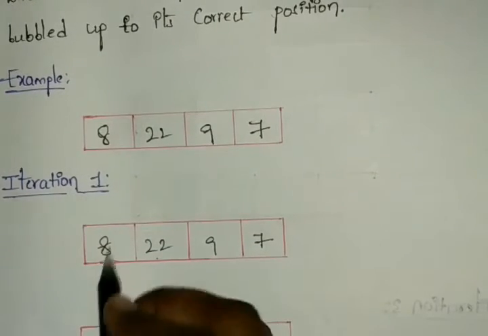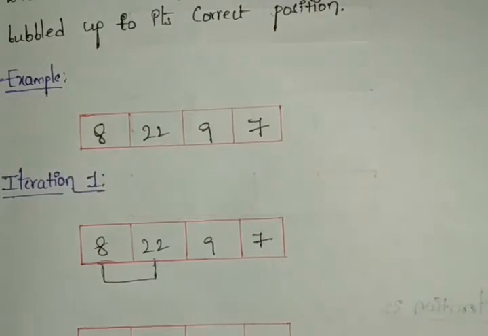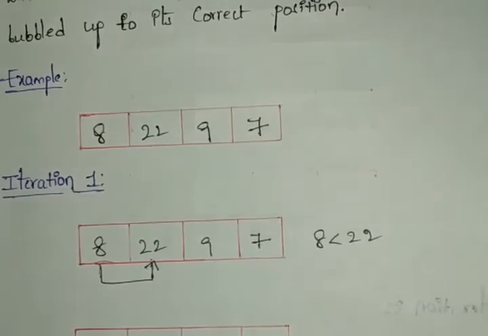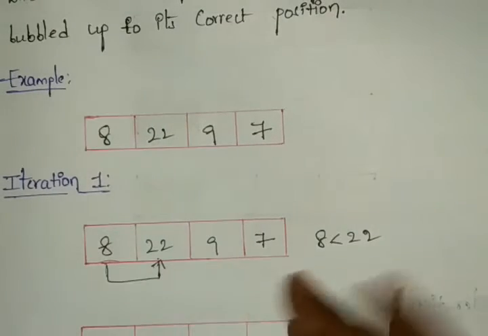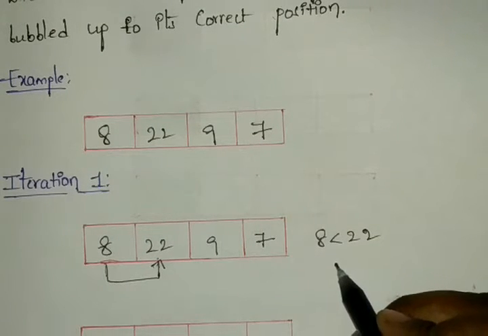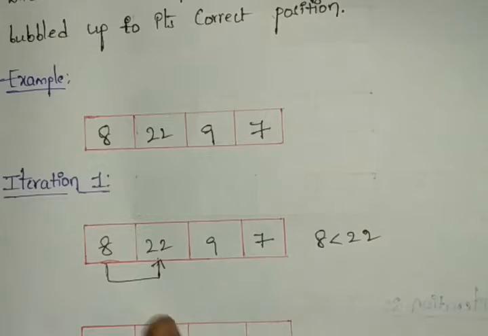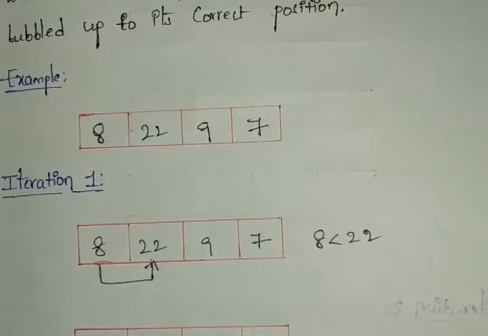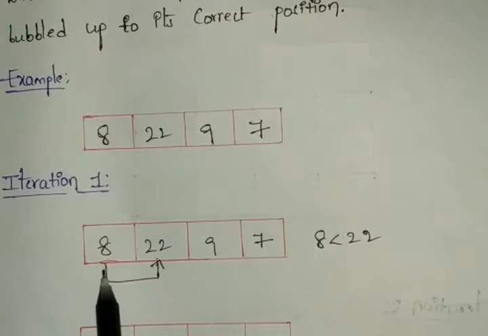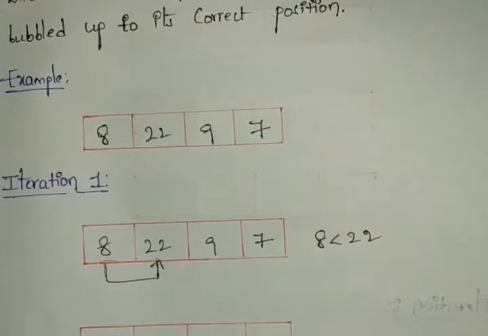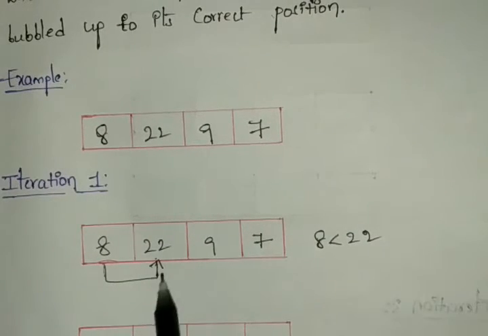Now we are comparing 8 and 22. You can see 8 is less than 22. Compared to 22, 8 is the smaller, so there is no problem and no change. If it were larger, with 22 in the first position and 8 in the second, we would need to swap. But here 8 is the smaller and 22 is the larger, so we keep it like this only.